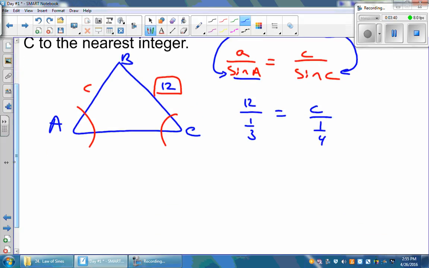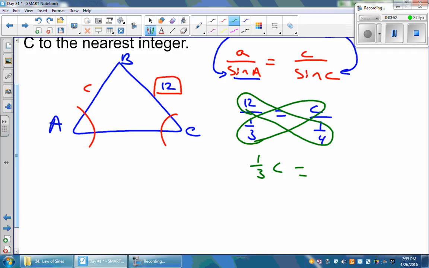Just like our last question, we're going to go ahead and cross multiply. Fraction equals fraction. If I take the bottom left and multiply by the top right, that gives me 1/3 of c is equal to, I'm going to take the top left, multiply it by the bottom right, that's going to be 1/4 times 12, which is going to be 3. Again, I'm going to divide both sides by 1/3 or multiply both sides by 3. That's going to give me that little c is equal to 9.